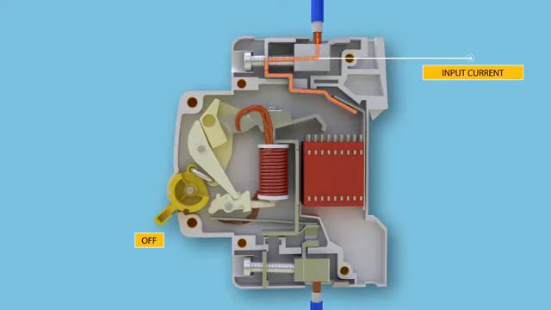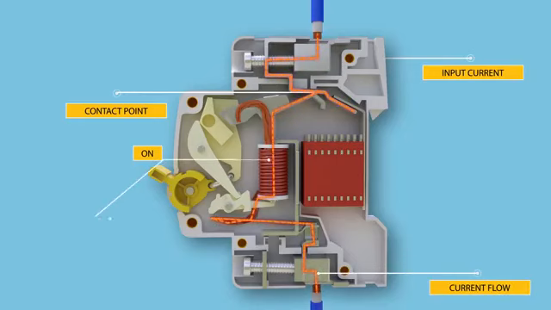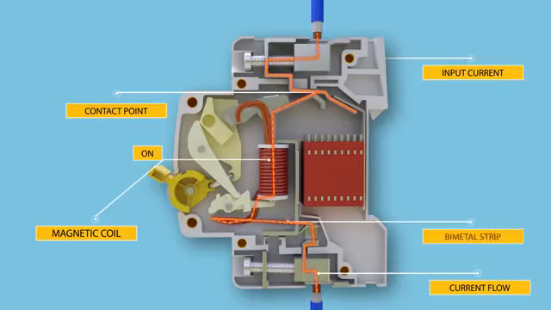Under normal working conditions, circuit breaker work when we switch operator manually from position off to position on. Electric current carrying path shown in animation. First incoming terminal, then contact point of moving and fixed contacts, then magnetic coil, then bimetallic strip, then outgoing terminal. All are arranged in series.